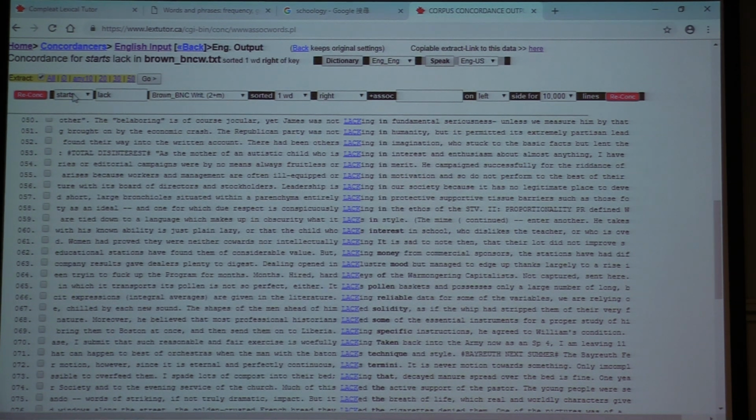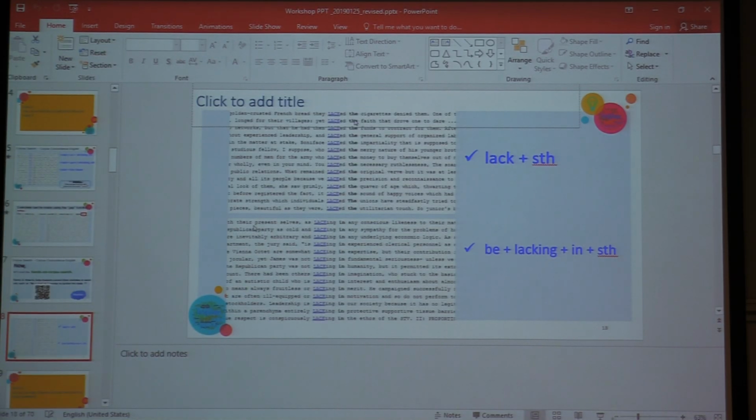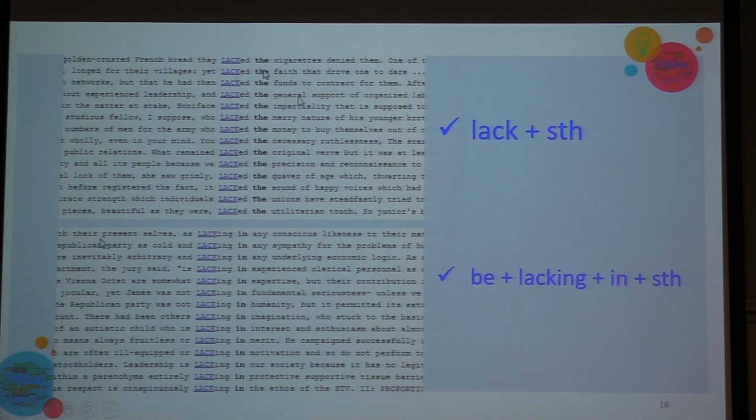In this case, I would suggest you use a star. Okay? Well, so far perhaps you can show your students that "lack" as a verb should be directly followed by the object, lack something. Or if you want to use it as an adjective, you have to use "be lacking in something." Then you can't say "he's a lack of money." "He is lacking in money" should be correct. Okay? Right.